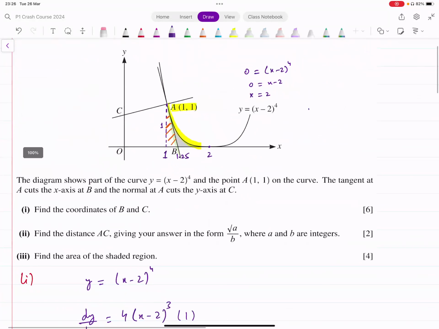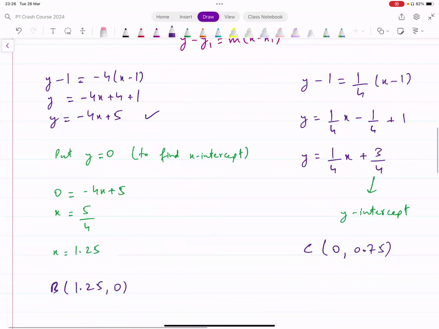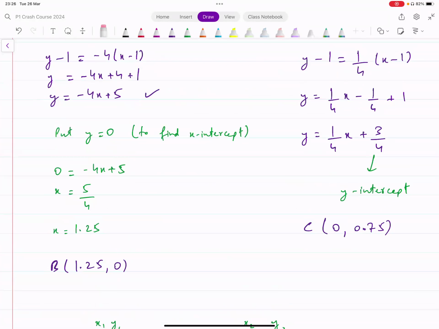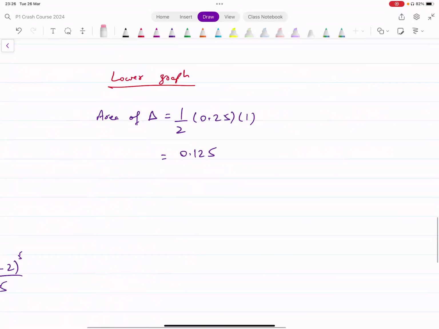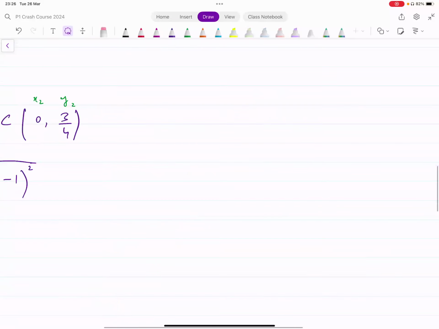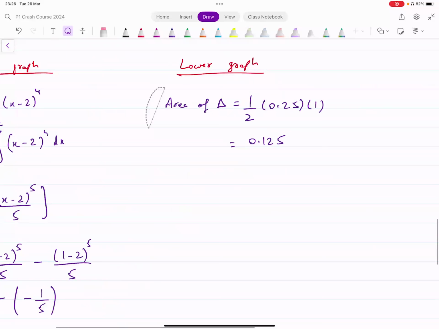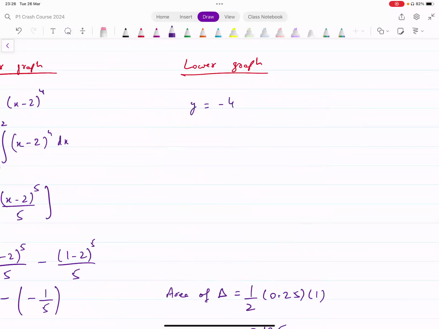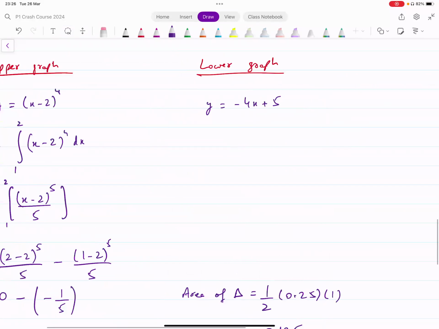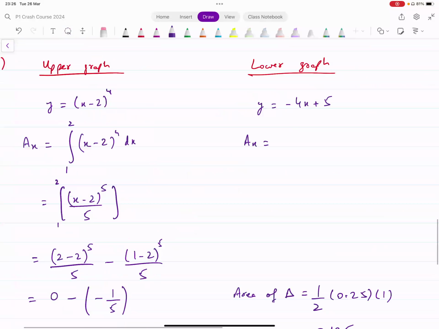The equation of the tangent is what we have found here. y equals minus 4x plus 5. You could do that. Instead of using area of triangle, you could use that function here. Let me just add that here. So you could say y equals minus 4x plus 5. Right, that's the function. You could find the area between the tangent and the x-axis. That would be (minus 4x plus 5) integrated with respect to x, limits 1 to 2.